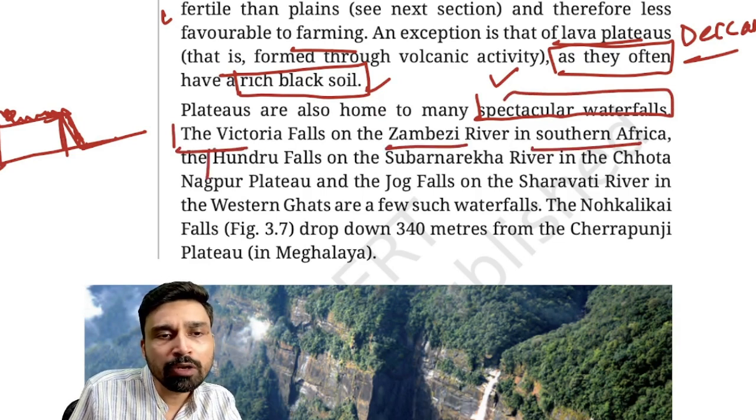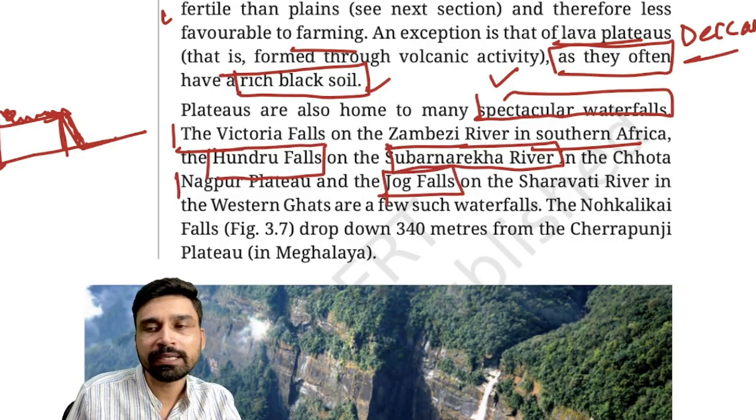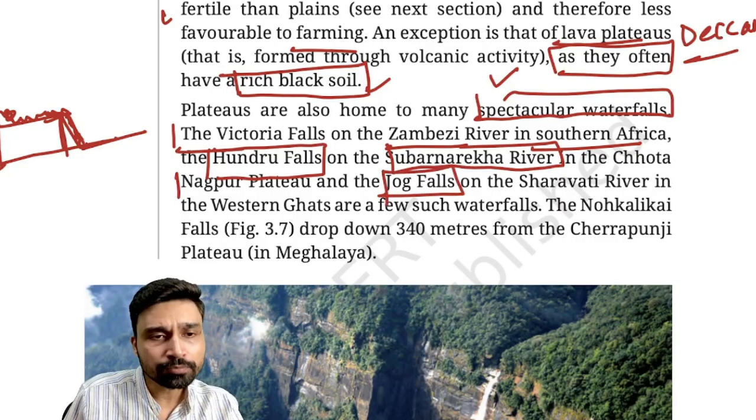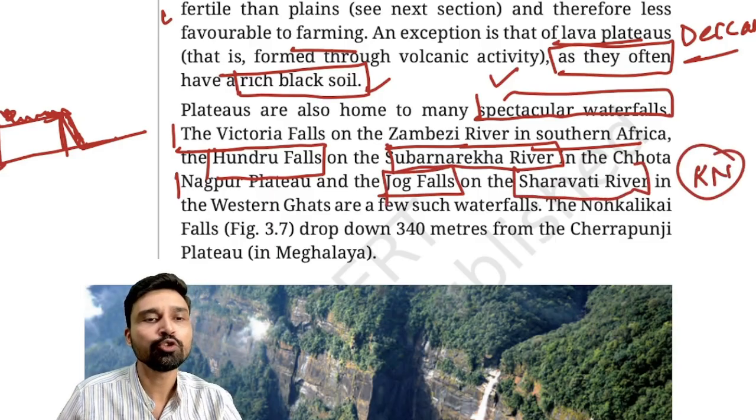Hundru Falls, a very well known fall in the eastern part of India, located on the Suvarnrekha River in the Chotanagpur Plateau we have discussed. Jog Falls, again a spectacular form, one of the highest waterfalls in India, located on the Shravati River in the Western Ghats. In the state of Karnataka, you will be able to find the Jog Falls.